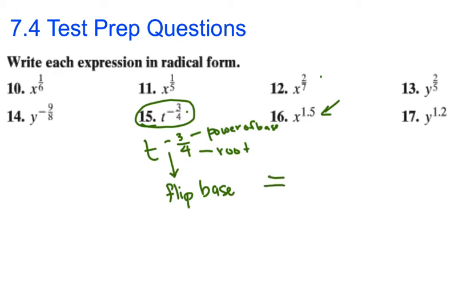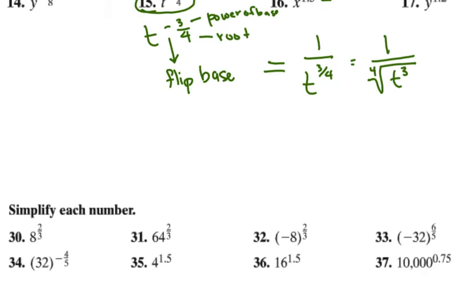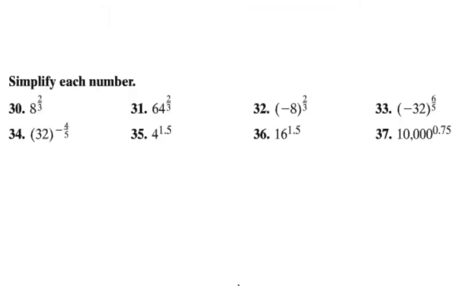So this gives us 1 over t to the 3/4, which is the same as 1 over the 4th root of t cubed. Now this is not proper because we have a radical in the denominator, but they are wanting you to put it in this particular form. Okay? All right. Let's get the last one on this section.